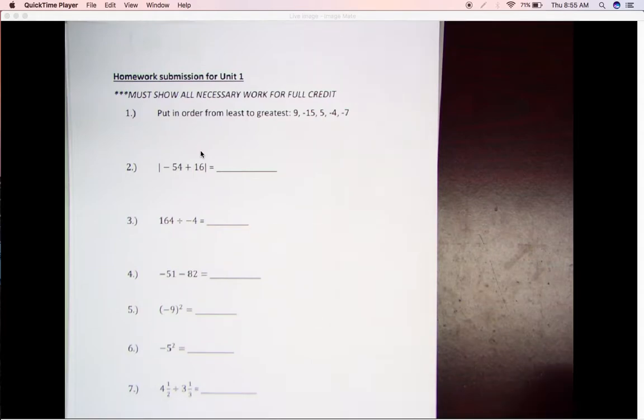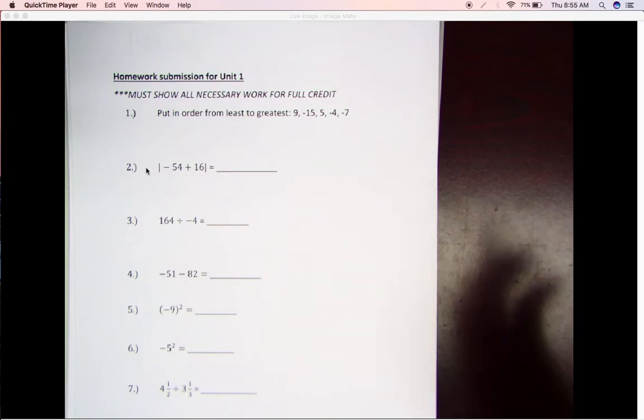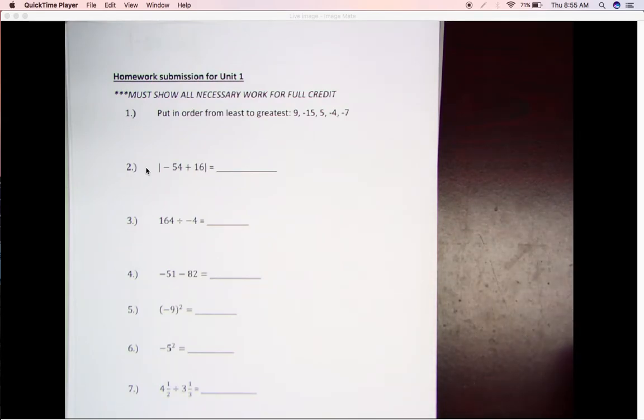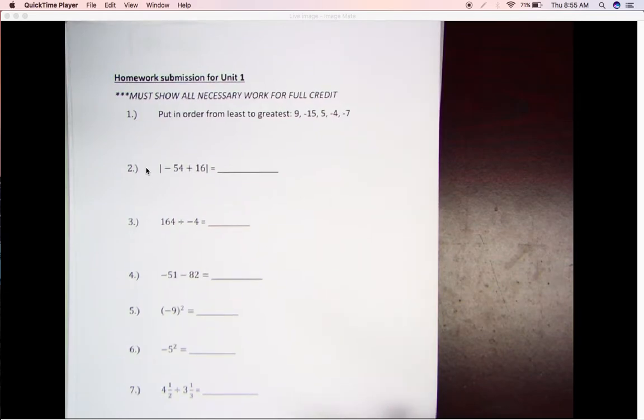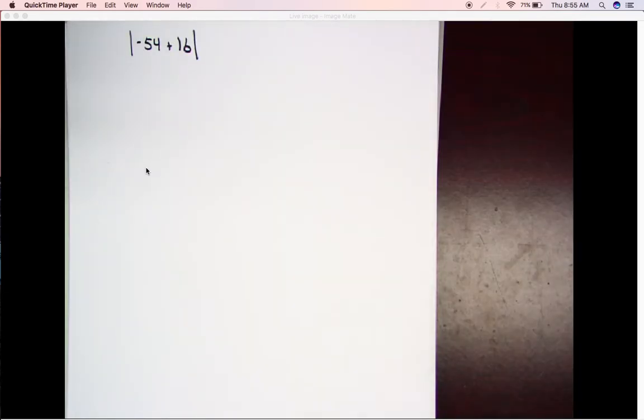Hi, we're going to take a look at the second example on a version of the homework that deals with absolute values and negative numbers. So problem number 2 says, what is the absolute value of negative 54 plus 16? All right, so we've got to look at this in a couple of different ways. Well, first things first, we've got to take negative 54 plus 16. We've got to figure out what that is.